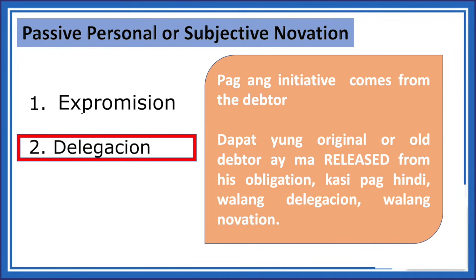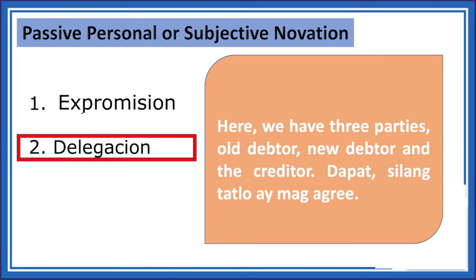Pero dito kay delegasyon, we had three parties, si old debtor, si new debtor, and si creditor. And dapat silang tatlo mag-agree. Okay? Mag-agree to the novation para maging valid yung novation. Para maging valid si delegasyon.